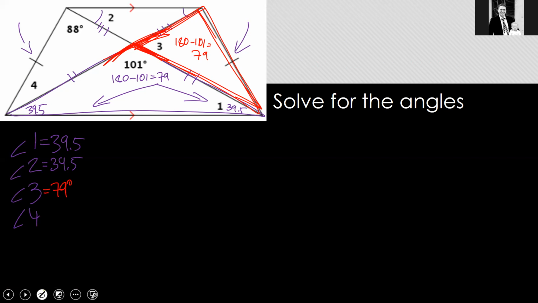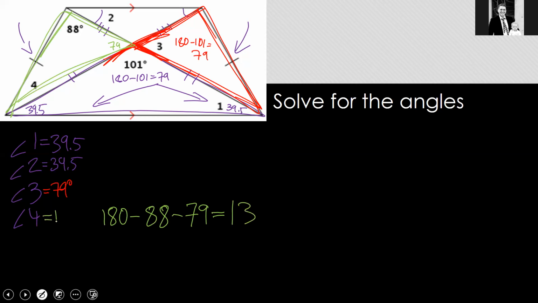Now, lastly, we have angle 4. If this is a 79-degree angle, if angle 3 is a 79-degree angle, then this is also a 79-degree angle, which means we can use the fact that this is a triangle. And we'll take that 180 and we'll subtract 88 and we'll subtract 79. And that's going to give us 13, which means the measure of angle 4 is 13 degrees.